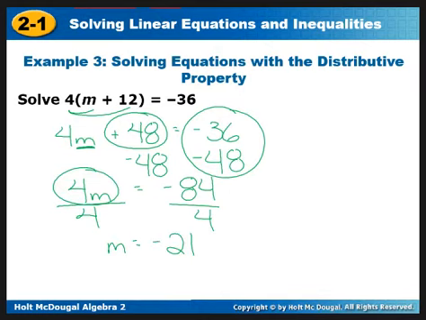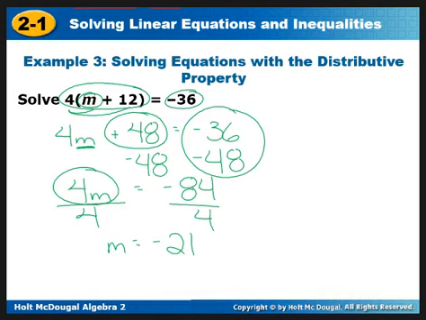Now, if I wanted to, I could go back and fill that negative 21 in up here, all right, and prove that that is actually a solution. And what would happen in that case is when I combine everything on this side, it should equal the negative 36 that is on the other side.